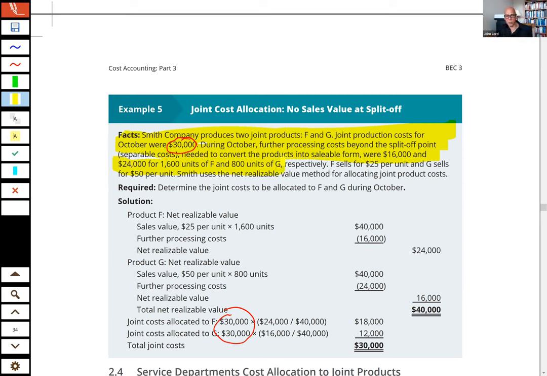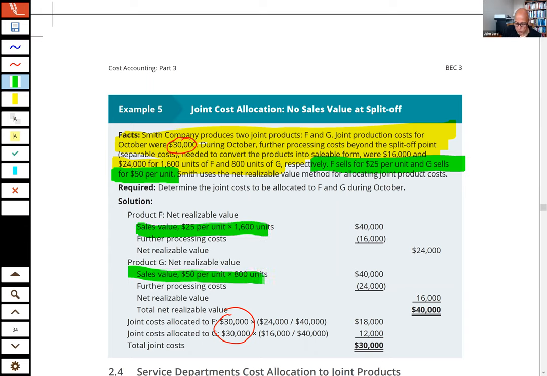Sometimes half the battle is reading the poor way they write these things up to keep track of what's going on. They tell us that F sells for $25 per unit, G sells for $50 per unit. So I pick those up, $25 per unit and $50 per unit for the two products, F and G. I extend that out, but then they told me that we had 16,000 of cost for product F and 24,000 for product G.